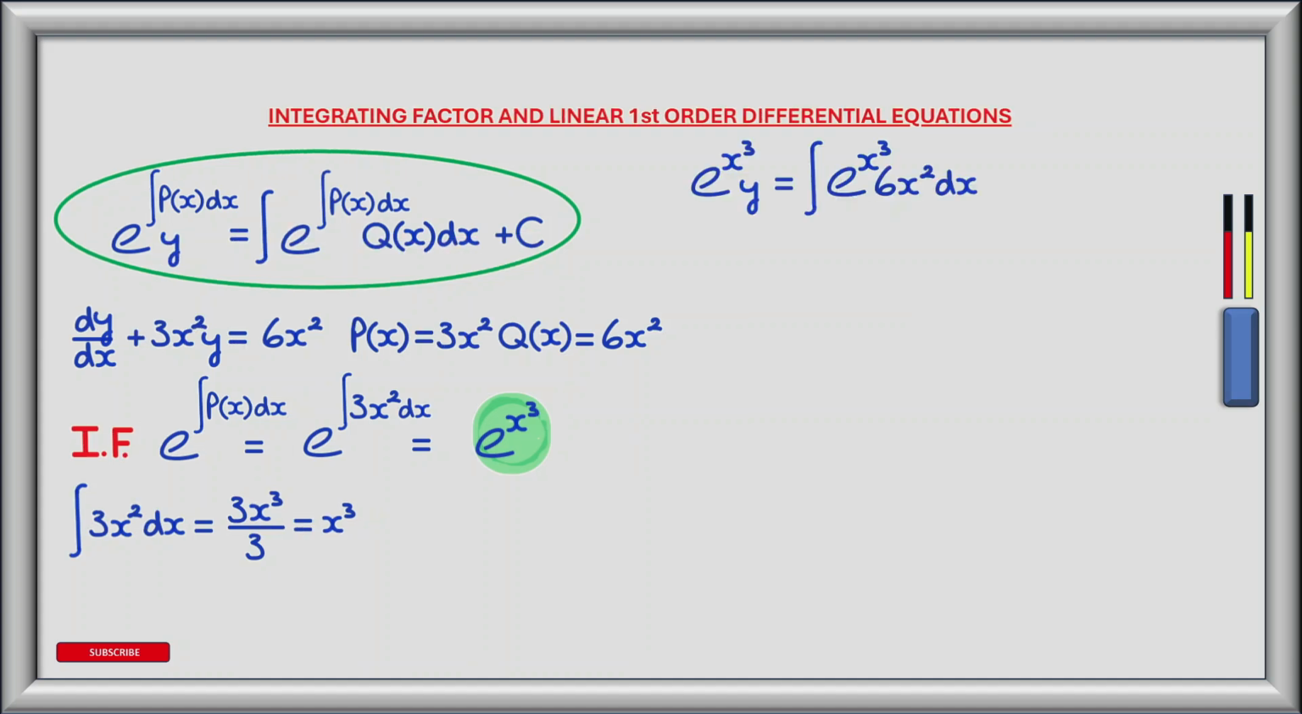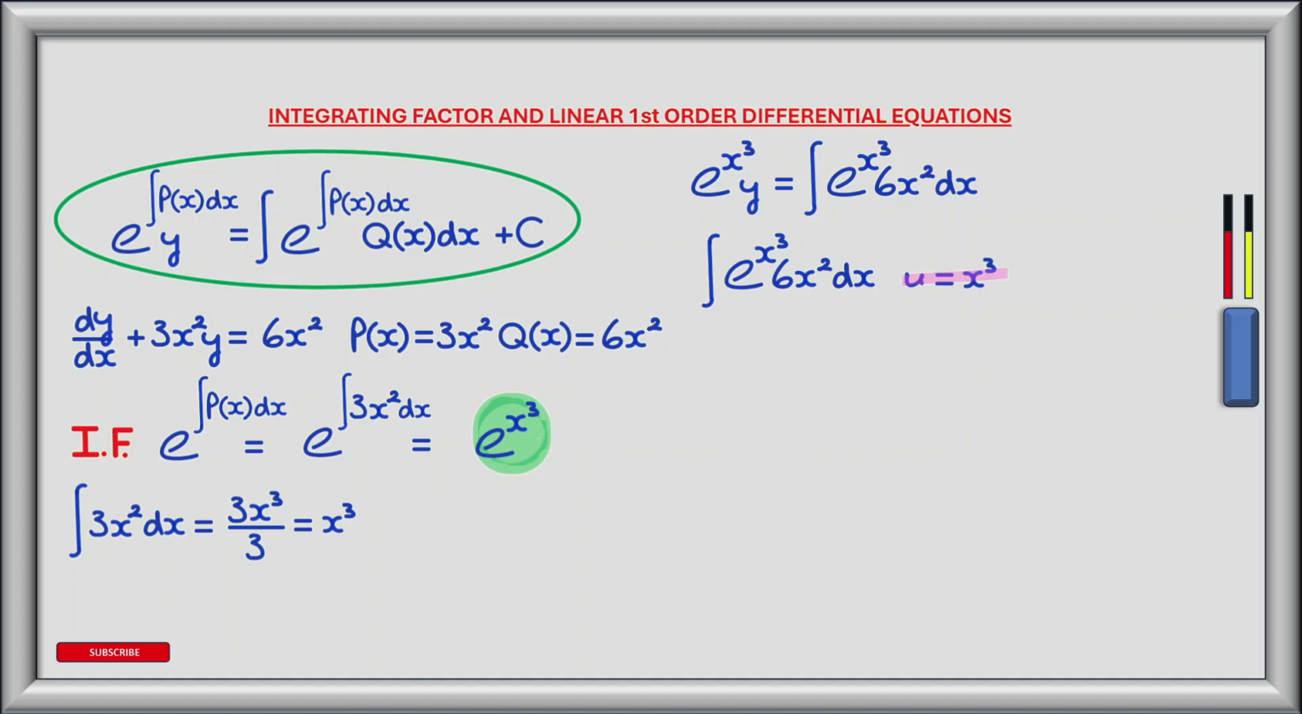So we have the integrating factor, e to the power of x cubed, multiplied by y is equal to the integral of the integrating factor e to the power of x cubed multiplied by q(x), which is 6x squared, dx. To find our solution, we need to evaluate this integral: the integral of e to the power of x cubed multiplied by 6x squared dx. To do this, we'll use a substitution.